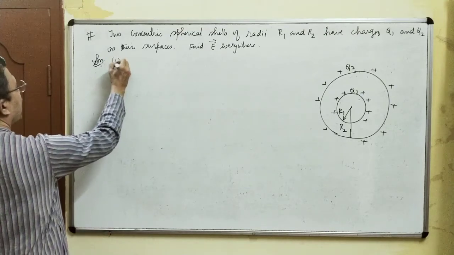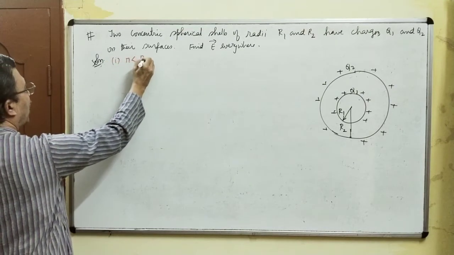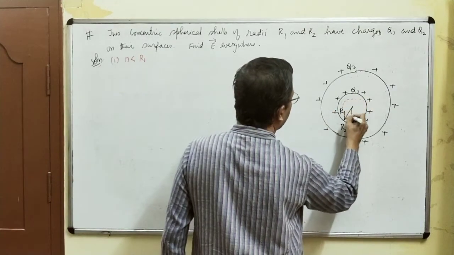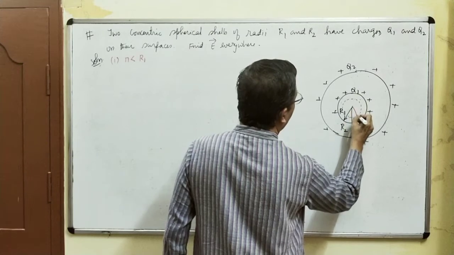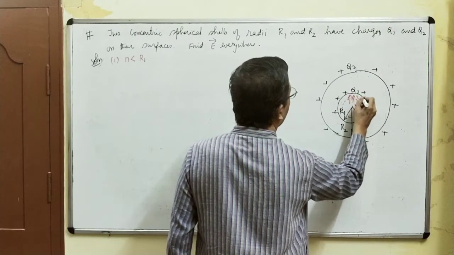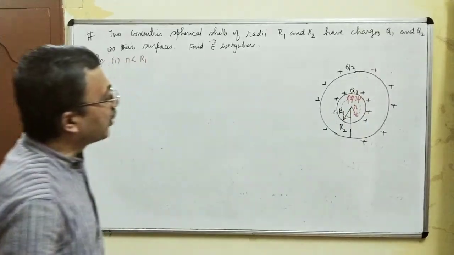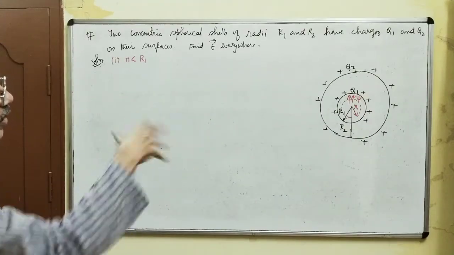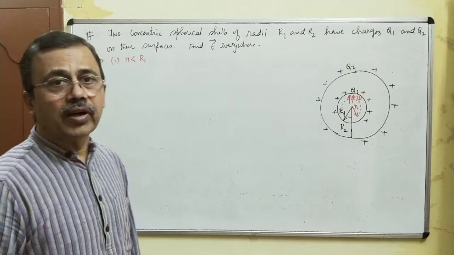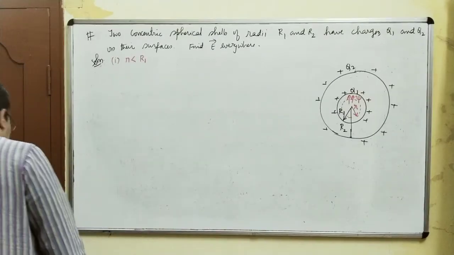First I will take the case R less than R1. This is the Gaussian surface of radius equal to small r. What is the flux coming out of this Gaussian surface? 0. Because the Gaussian surface does not enclose any charges, psi equal to 0. Hence vector D is equal to 0 and vector E is equal to 0.